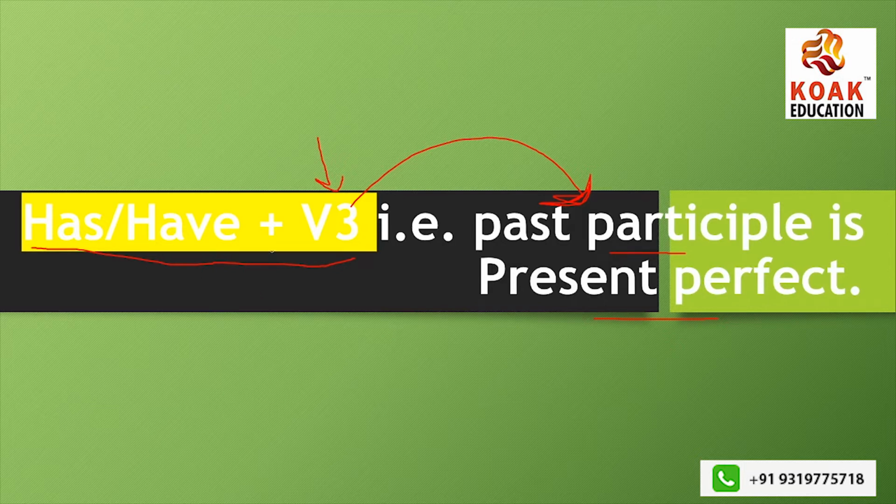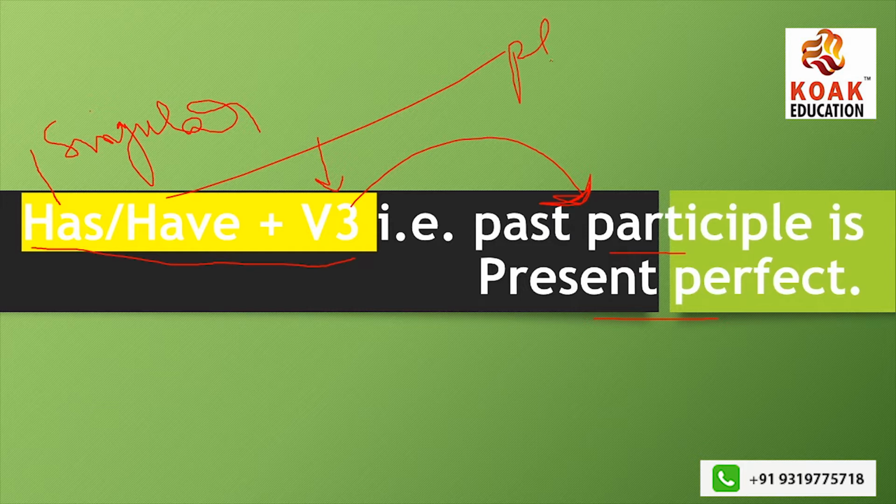When I say has or have, why? Has is for singular. Has is for a singular subject. Have, on the contrary, is for plural. Have is for plural and has is for singular. Usage of verb form is the third form.